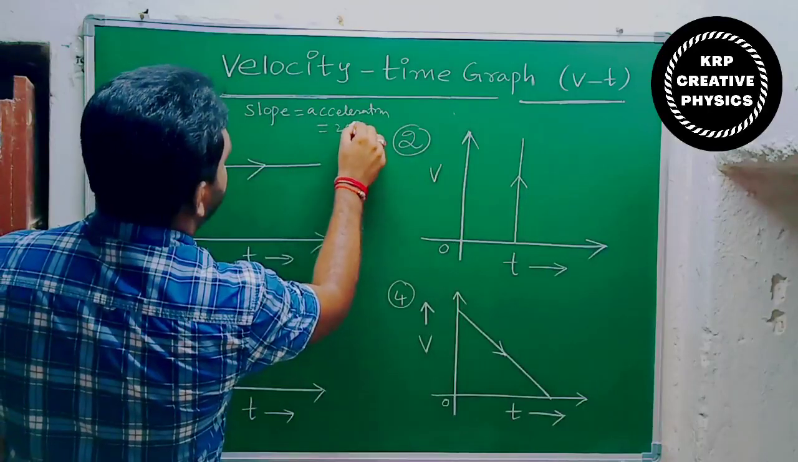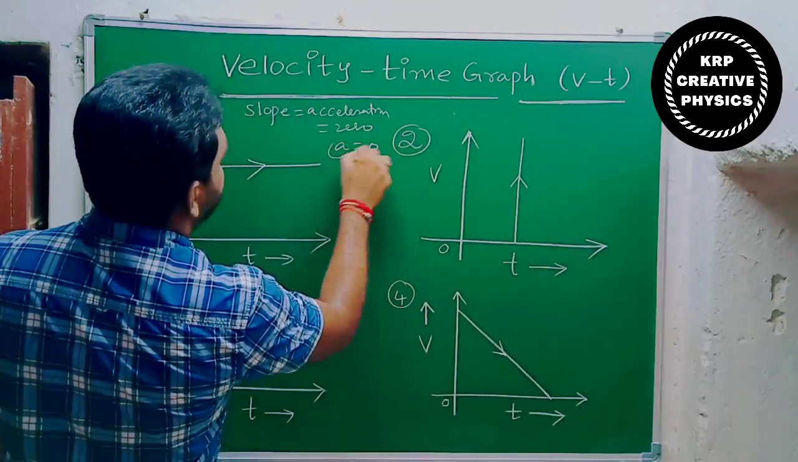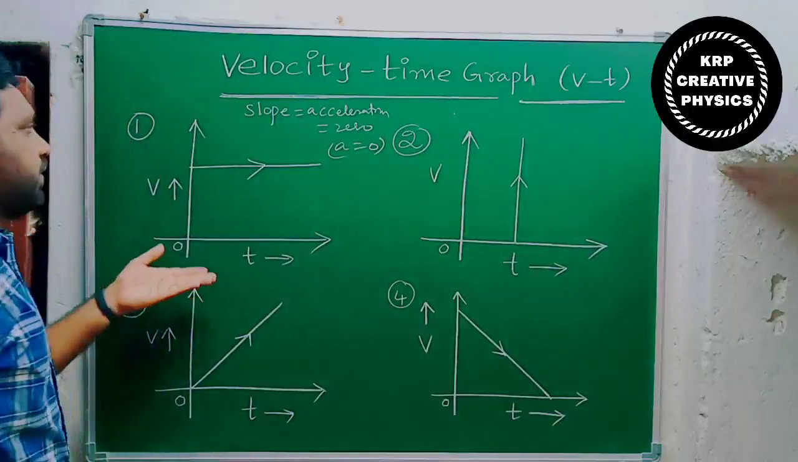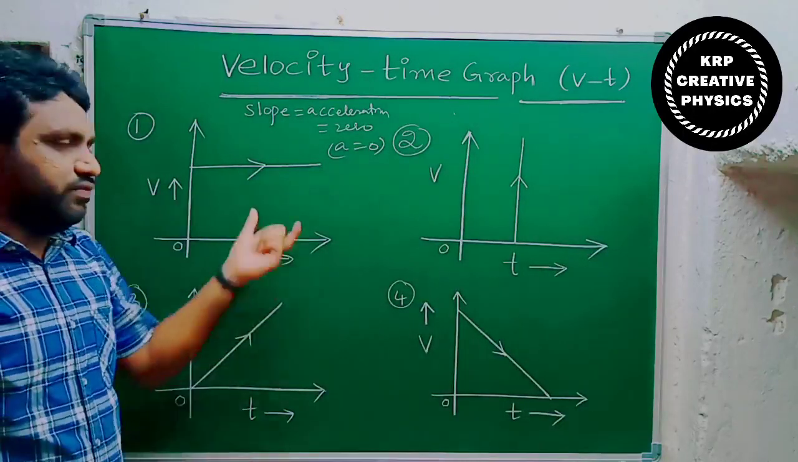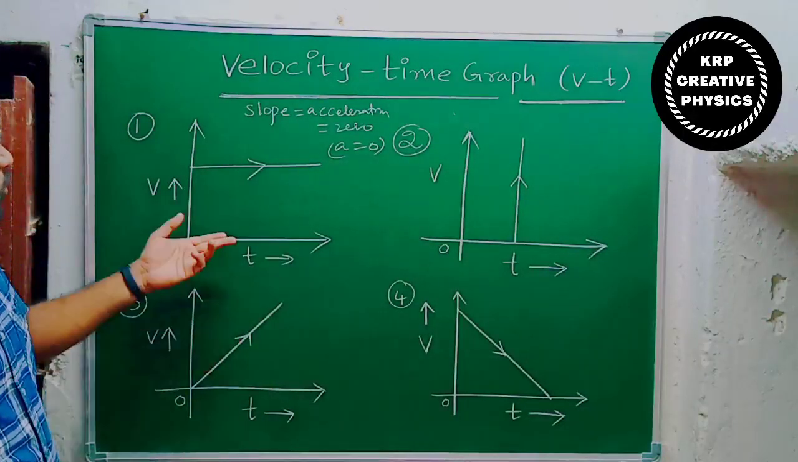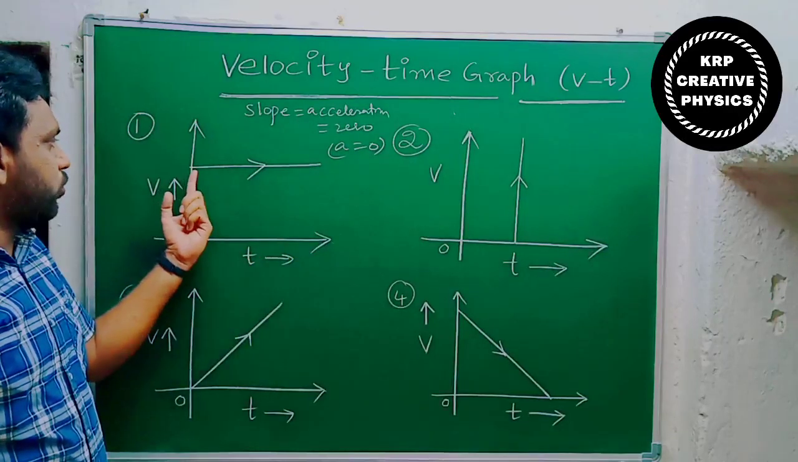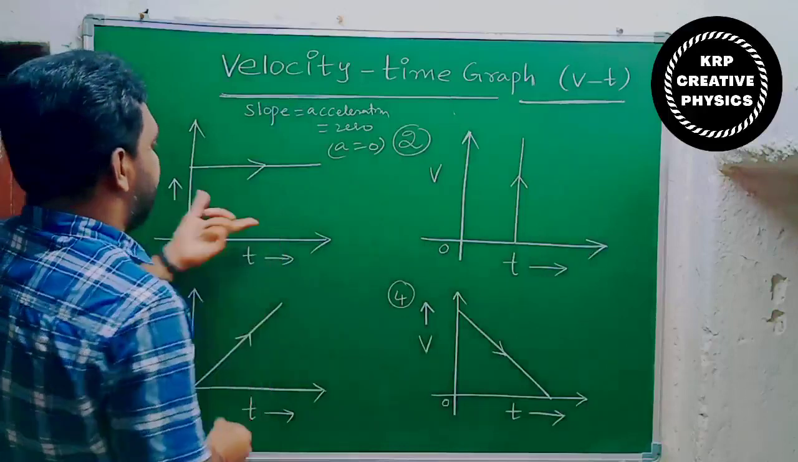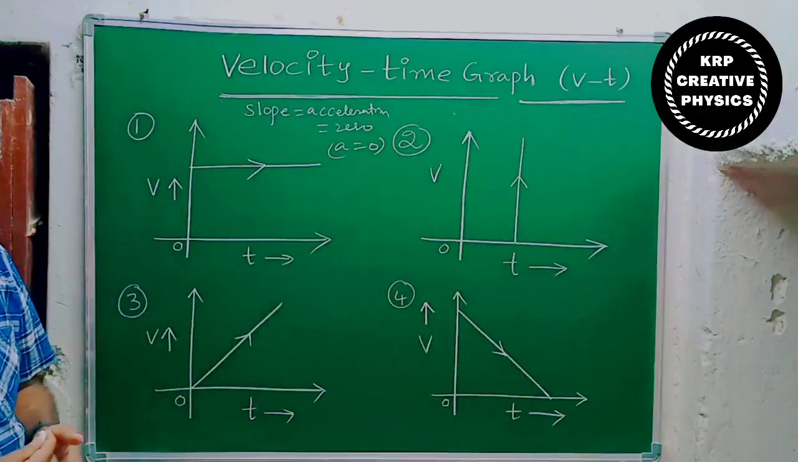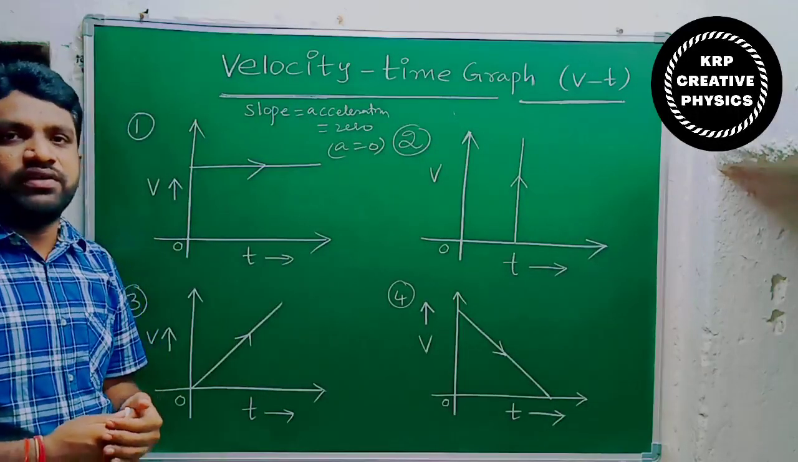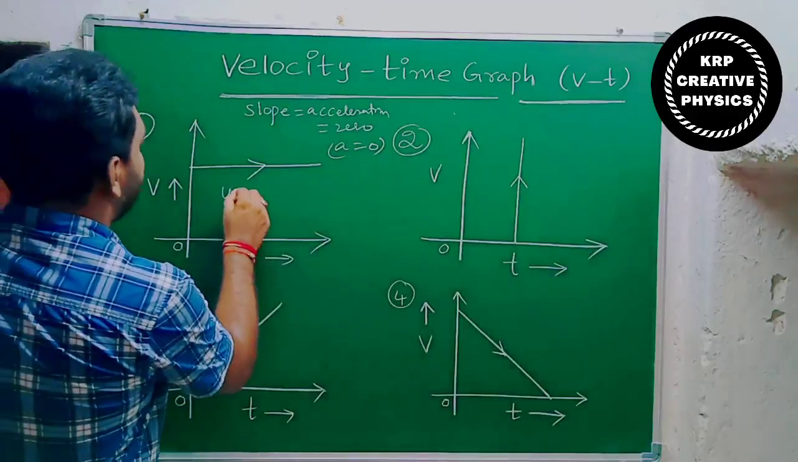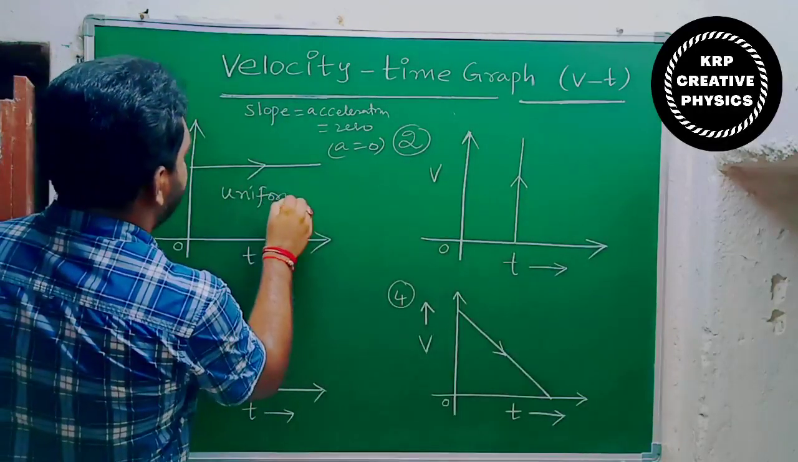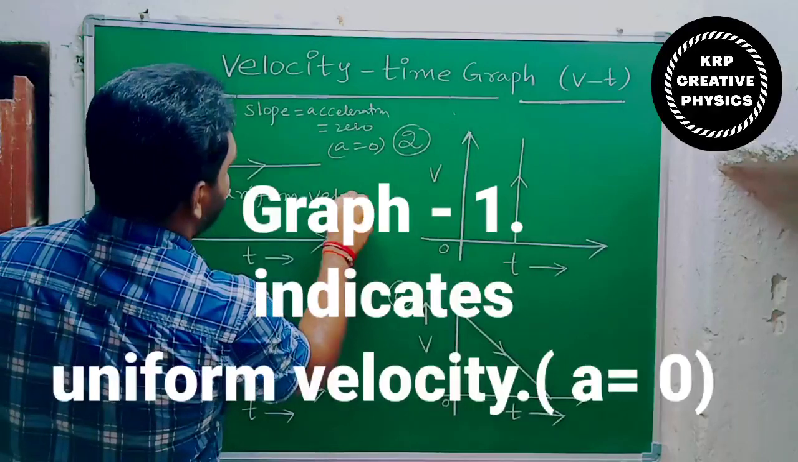Acceleration equal to how much here? A equal to 0. This is what you should remember. And one more thing. Regarding velocity, with respect to time, velocity is going to be constant. There is no change in velocity. That means velocity is constant. This graph represents constant velocity. So how can we write here? This is said to be uniform velocity. This graph represents uniform velocity.